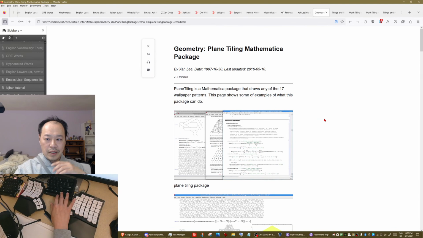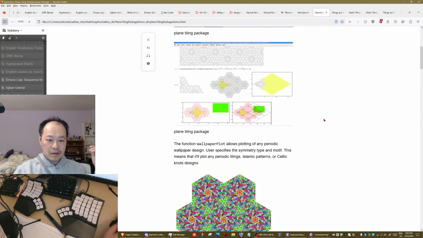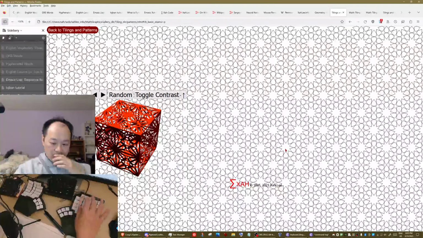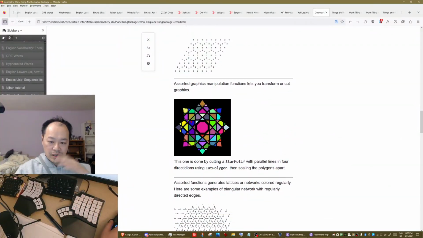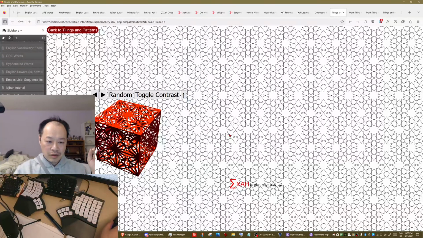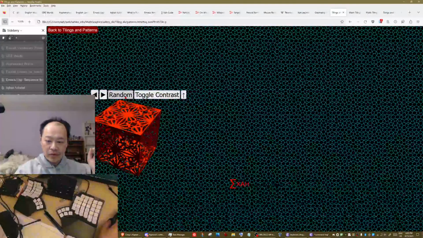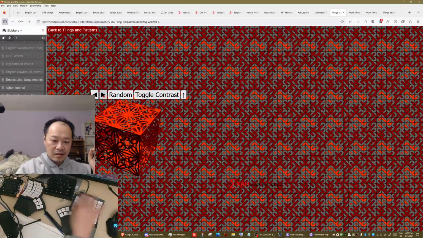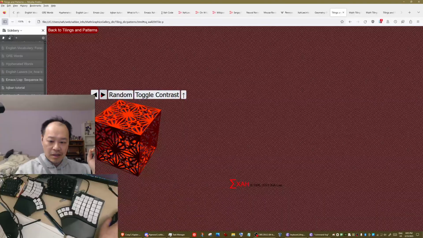Okay, next one. Some tilings and patterns. For example, here is a kind of church window decoration. Let me show you. Here's a bunch of random tilings and patterns.